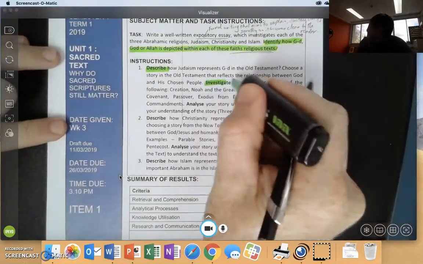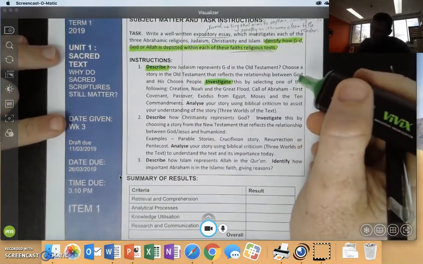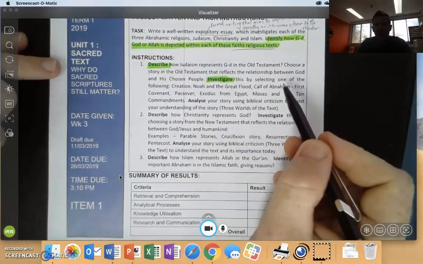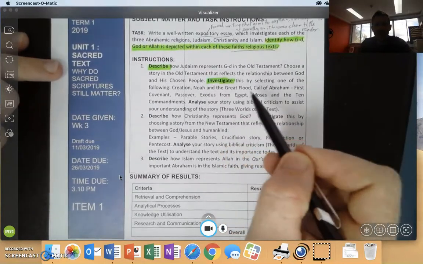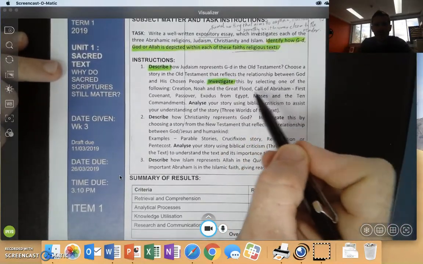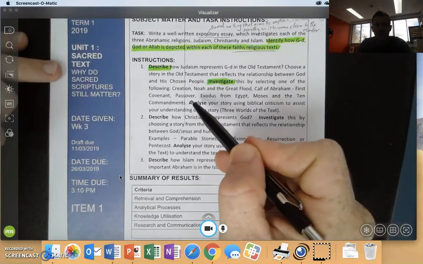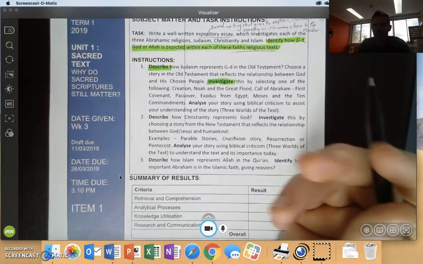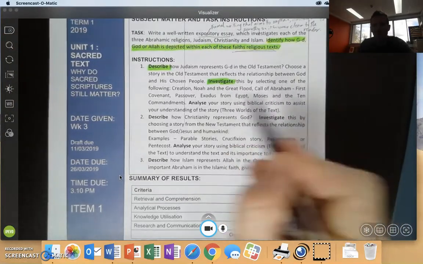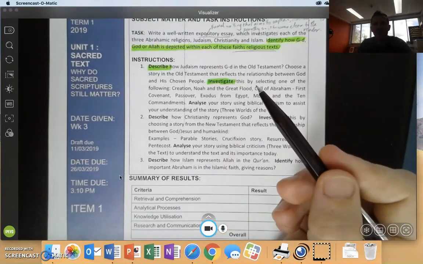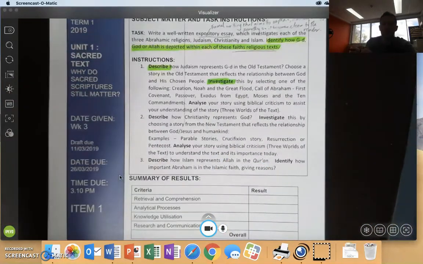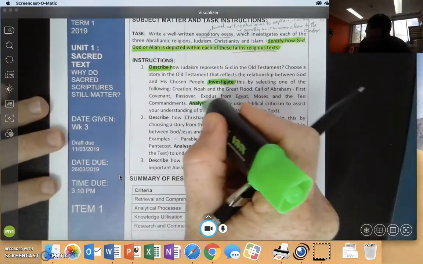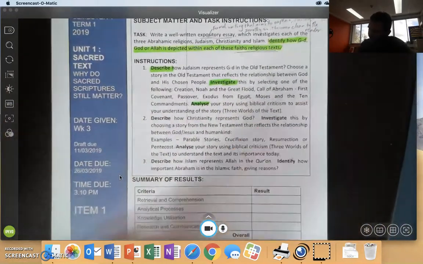Then you are to investigate this by selecting one of the following: the creation story, Noah and the great flood, call of Abraham, first covenant, the Passover, Exodus from Egypt, Moses, and the Ten Commandments. These are your choices. You may know some of them, you may like a couple of them, or some may be new to you, but you need to choose one of those stories. Read it, investigate it, and go from there. Next one is: analyze your story using biblical criticism.